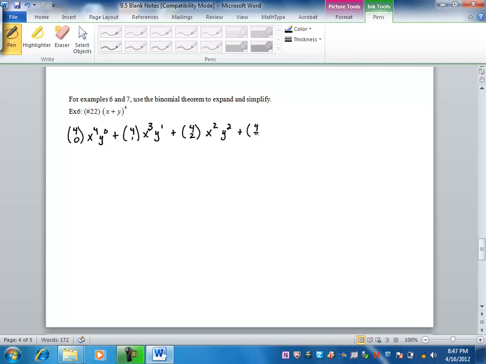Plus 4 choose 3, x to the 1, y to the 3. Plus 4 choose 4, x to the 0, y to the 4th this time. And again, we know that's going to be 1. So we simplify this, we get x to the 4th plus 4 x cubed y plus 6 x squared y squared plus 4 x y cubed plus y to the 4th.